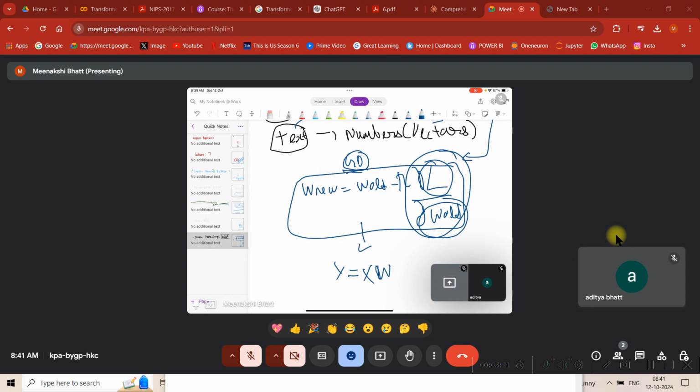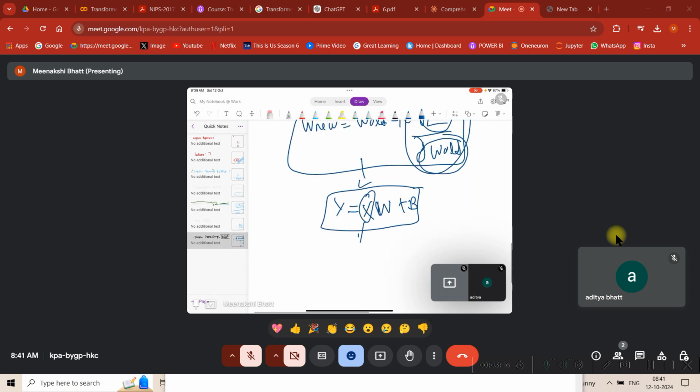X of w plus b. Now tell me guys, x, how will words extensively be text or x? So you need to convert the words into numbers or vectors. Now this process is known as word embeddings.